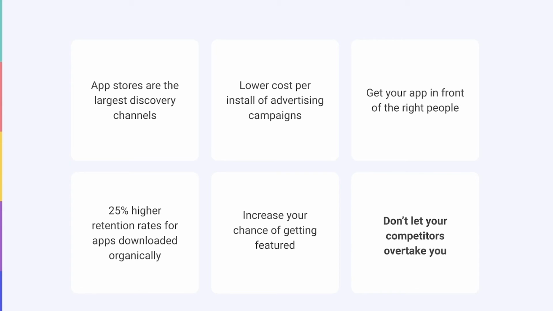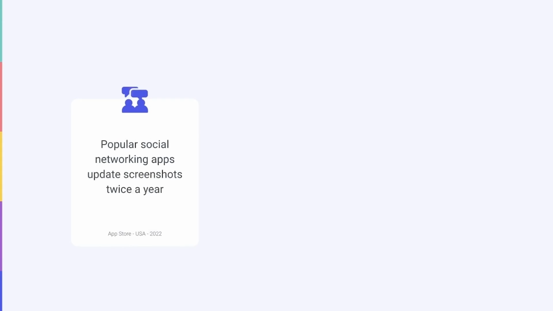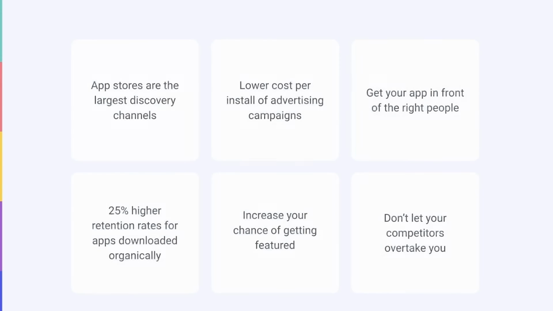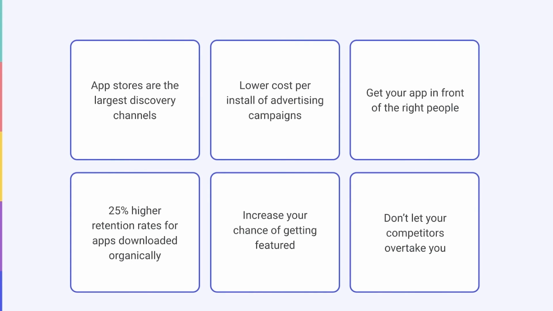On AppTweak, you can discover how often the top apps in each category update their metadata to improve their ASO. For example, our update frequency benchmarks tell us that, on average, the top 30 social networking apps on the App Store update their screenshots around twice a year. The top 30 sports apps on both stores update their descriptions around 3 times a year. And action games update their icons super frequently, around 9 times a year on Google Play. These insights can stop you from falling behind the competition by showing where to invest the necessary resources for your ASO strategy.